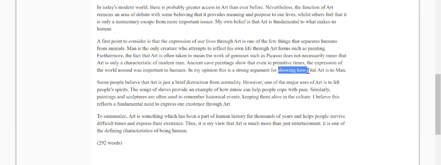Is showing how vital art is to man. Showing how vital something is to something.